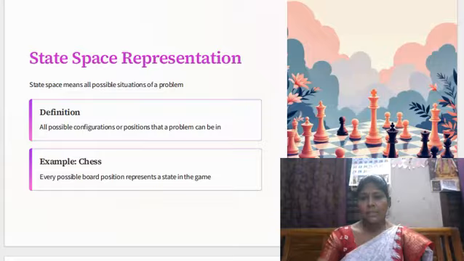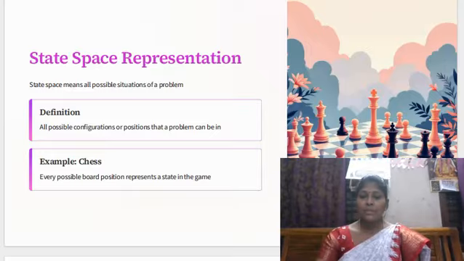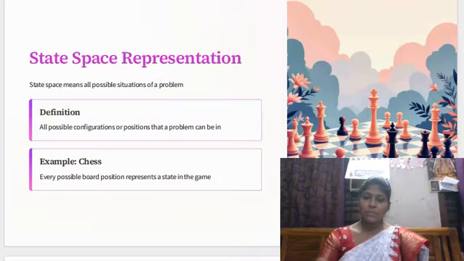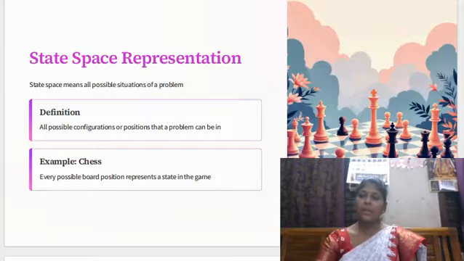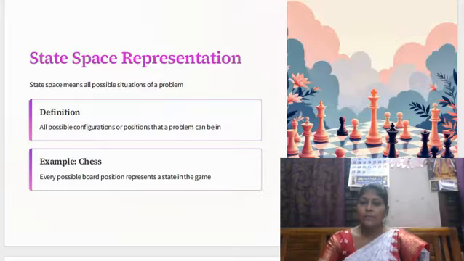Today in this video we learned about artificial intelligence concepts, that is agent, environment, state space, the search tree concept, the graph concept, and the state space concept. These are very important and interesting concepts in AI. I hope you all understand, and it's very useful for you.